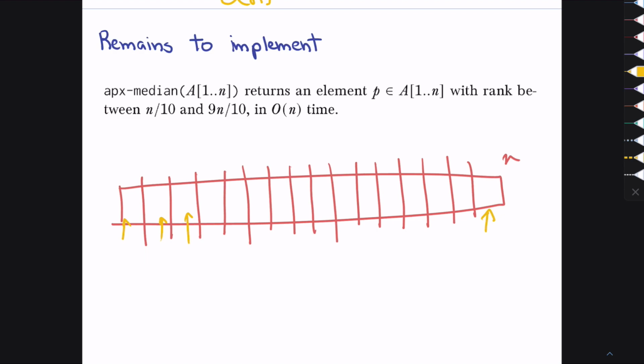Oh, okay. So I divide it into 10 groups. That's not exactly 10, but that's 8. I divide it into 8 groups, and then what?